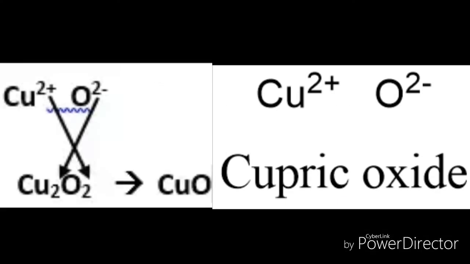Here you can see the crisscross method of valencies of cupric oxide. Copper has two valencies, Cu+1 and Cu+2. Cu+2 is called cupric. Higher valency is called cupric.